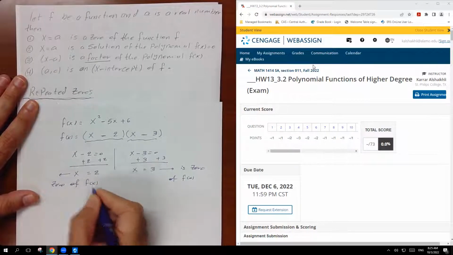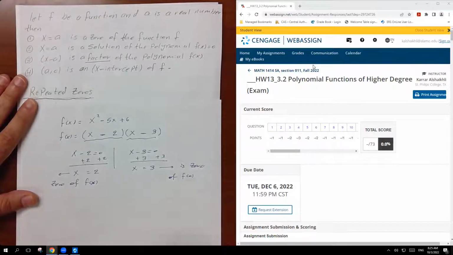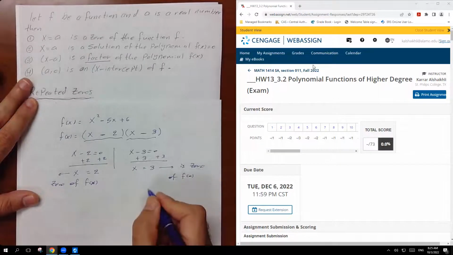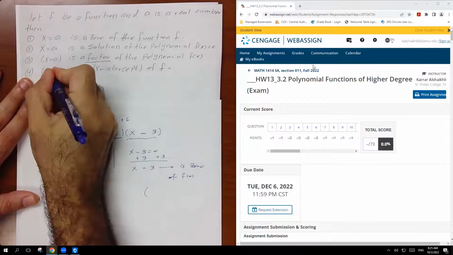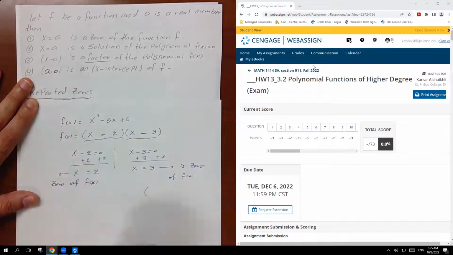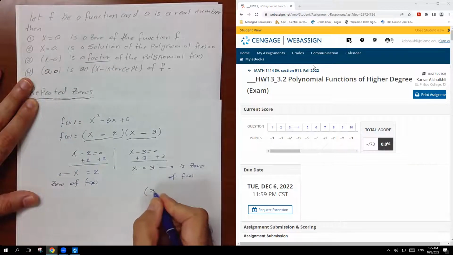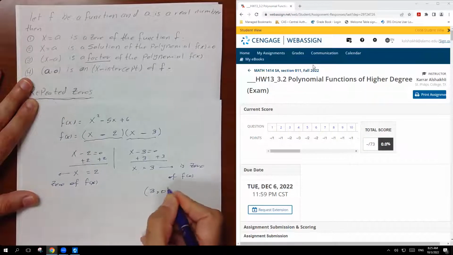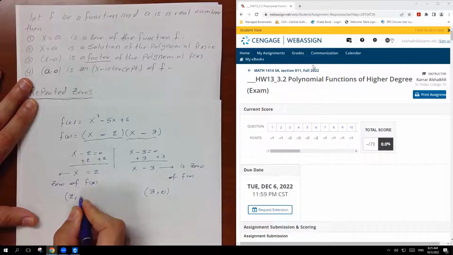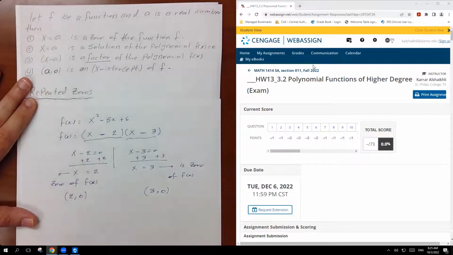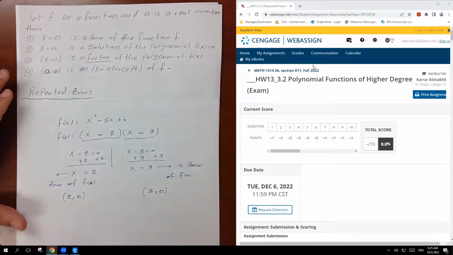You can write down the x-intercept. The x-intercept is going to be the number, this is a with the 0. That means here it is 3 with the 0. This is the first x-intercept, and this is the second x-intercept. These are too important to graph the polynomial function.